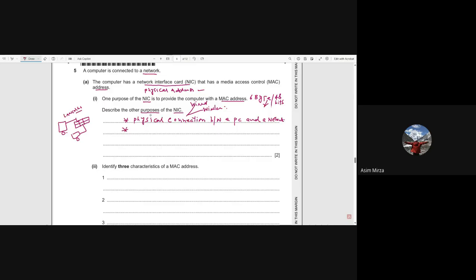Okay, so what is the second purpose of the NIC? This computer has a NIC, this one also has a NIC. Every computer, every gadget which has a MAC address can be connected to a network, right? So this NIC receives the data from any device on the network.